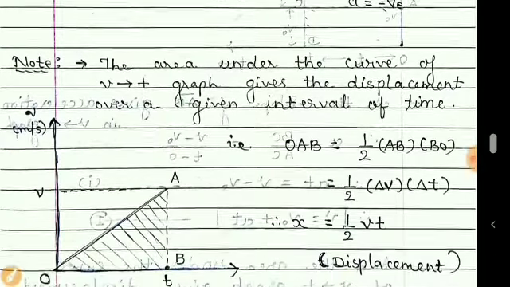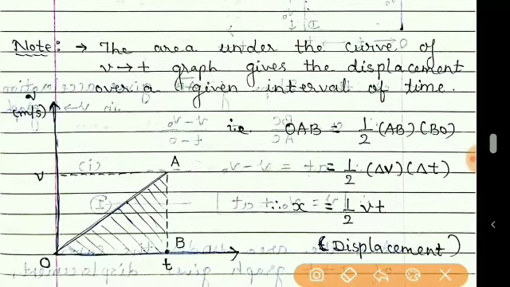And now, what does the area under the VT graph mean? What does the area of the velocity time graph give us? So it gives us displacement.